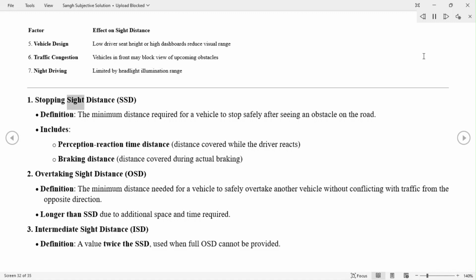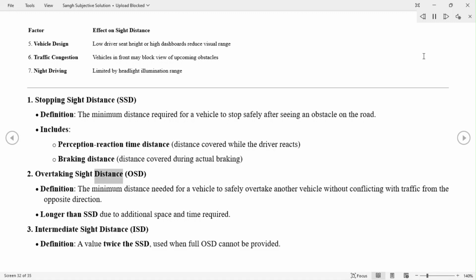1. Stopping sight distance, SSD. Definition: the minimum distance required for a vehicle to stop safely after seeing an obstacle on the road. Includes perception reaction time distance, the distance covered while the driver reacts, and braking distance, the distance covered during actual braking.